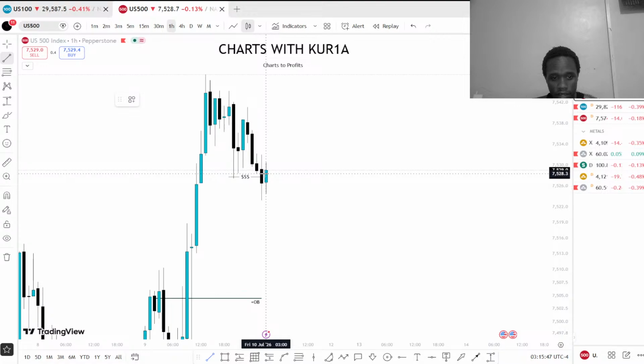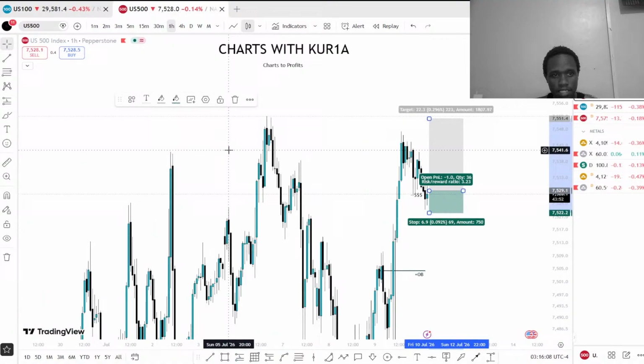If we get a change in state of delivery here to the upside, I will take that long position and put my stop loss right here. Then I will target TP1, these relative equal highs, this high and this high. And then I will also leave a runner to run maybe to the rest of the price action, which is around these highs. Okay, and if that happens, I will be able to get a very good 3.3 setup.